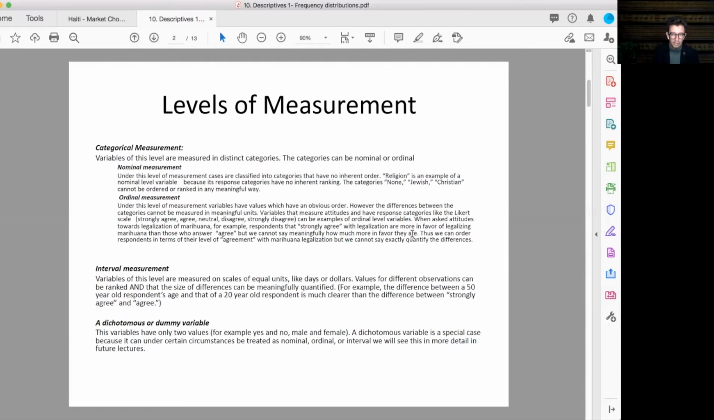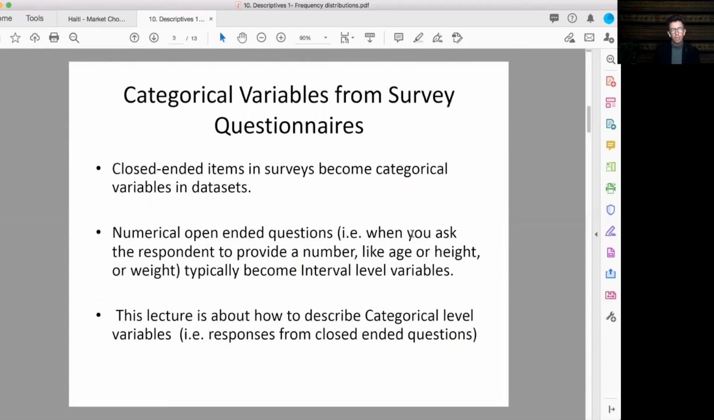These are special types of variables that can only take two values, right? Male, female, yes or no. These can be either ordinal or nominal, depending on what they are, and they are of categorical measurement. So categorical variables from survey questionnaires, of course, they come from closed-ended items, right? Closed-ended items have categories for their answers. So these types of questions yield categorical variables in a data set.